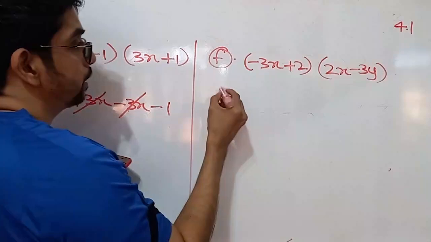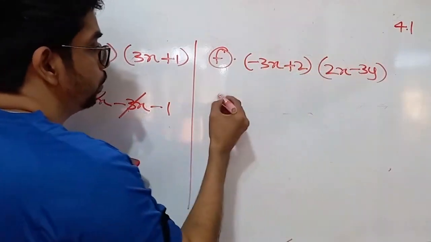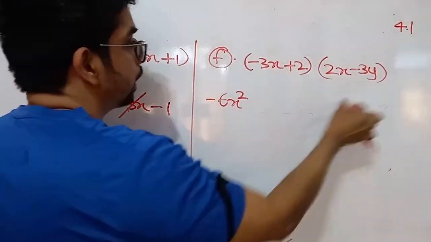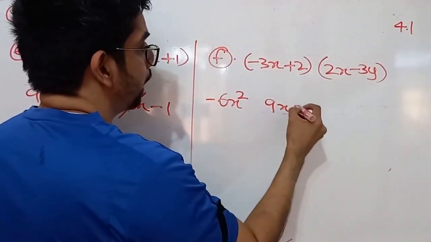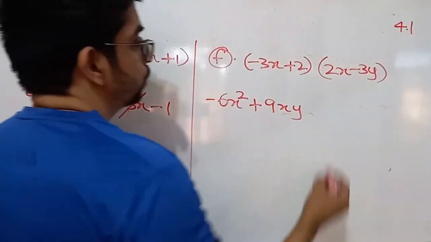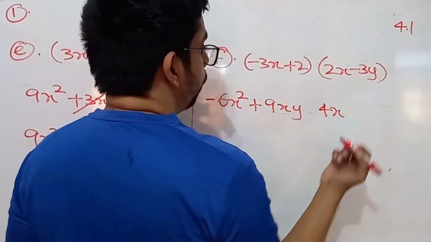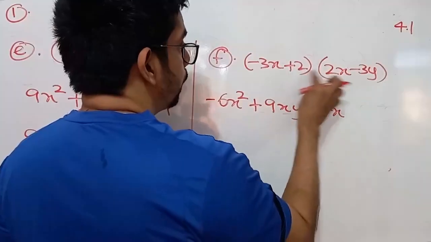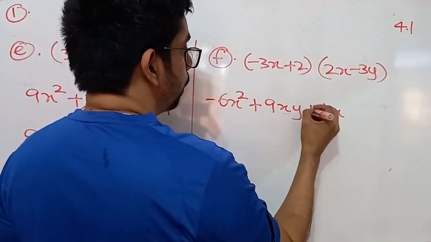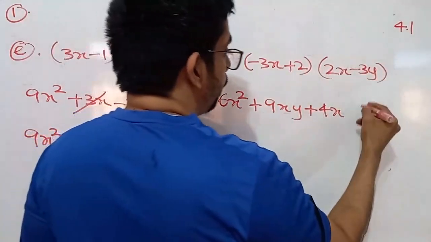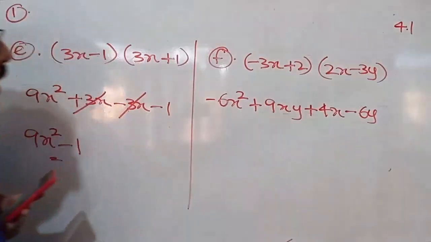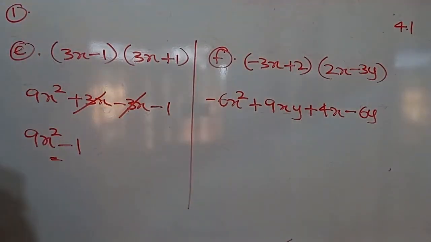2x times 3x times 2x, that is 6x squared, and that is also negative. 3x times 3y, that is 9xy. Negative into negative, that is positive. So here we have positive 4x squared. 2x times 2x, that is 4x squared. Positive into positive, that is also positive. 2 into 3y, that is 6y. Positive into negative, that is negative. Right. So that is it.